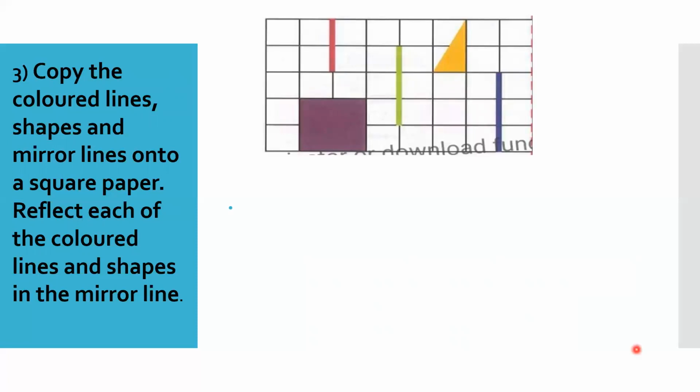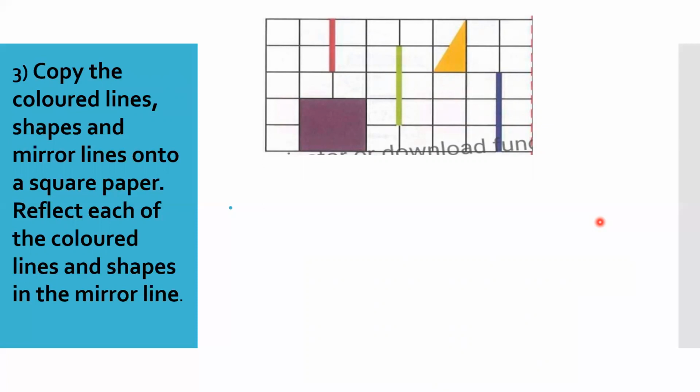So these are the given shades and the mirror line on square paper. They have given you these particular shades on the square paper. What we need to do is reflect each of the colored lines and shades in the mirror line. These are all colored lines and shades on a square paper. We need to reflect each of the colored lines and shades in the mirror line.